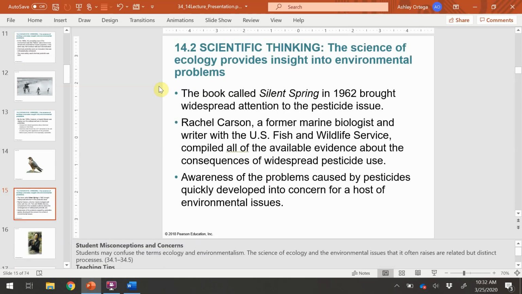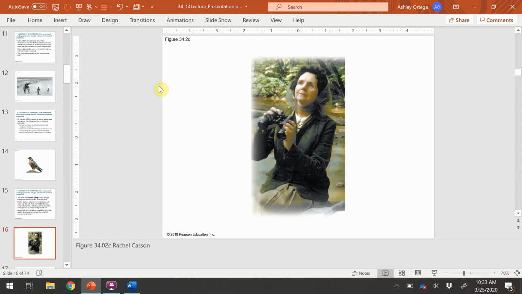To try to get this information out to everyone, as you know, at the time we did not have internet, a former marine biologist, Rachel Carson, wrote a book called Silent Spring in 1962 that caused widespread attention to the pesticide issue. Awareness of the problem started developing into concern, and then into trying to address the environmental issues. That is Rachel Carson there in this slide.